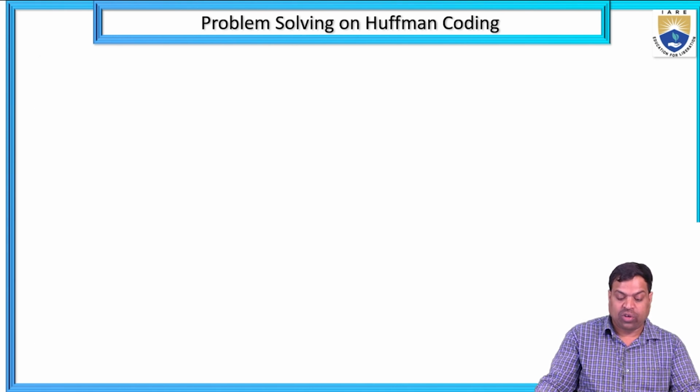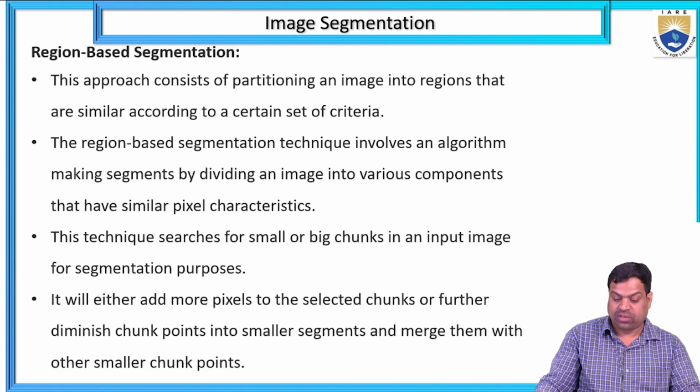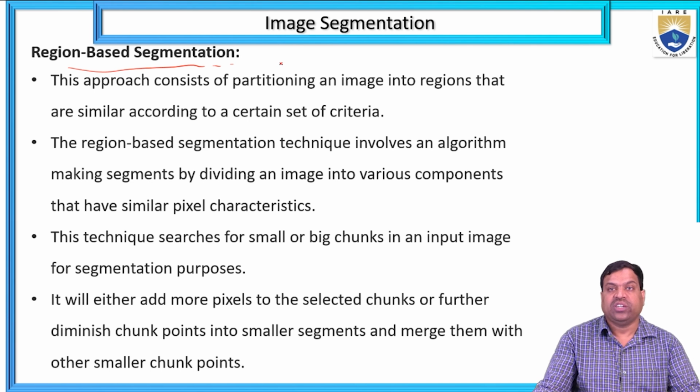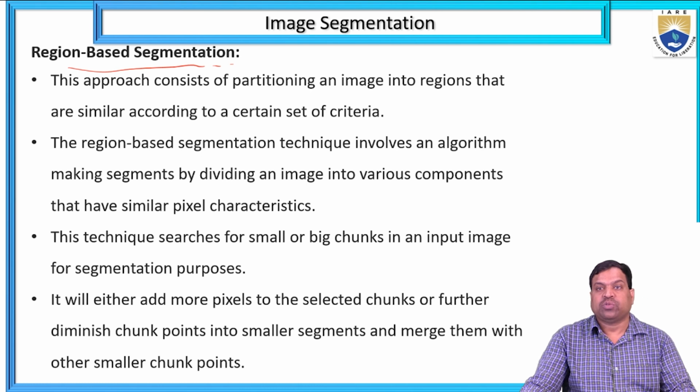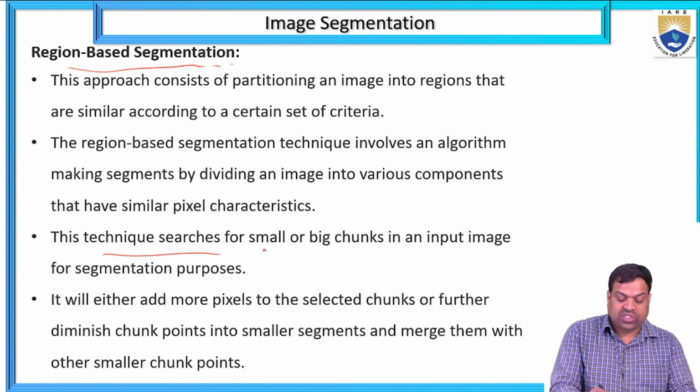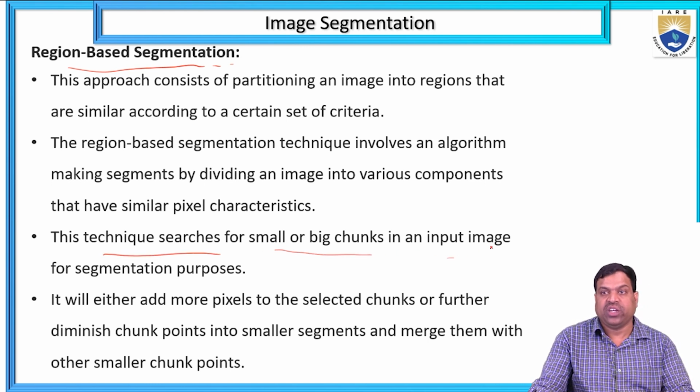So when I'm going from Huffman coding problem solving to image segmentation, region-based segmentation consists of partitioning the image into regions that are similar according to a certain set of criteria. Region-based segmentation techniques involve an algorithm making segments by dividing the image into various components with similar pixel characteristics. This technique searches for small or big chunks in the input image for segmentation purposes. It will either add more pixels to the selected chunks or merge smaller segments with a smaller chunk.